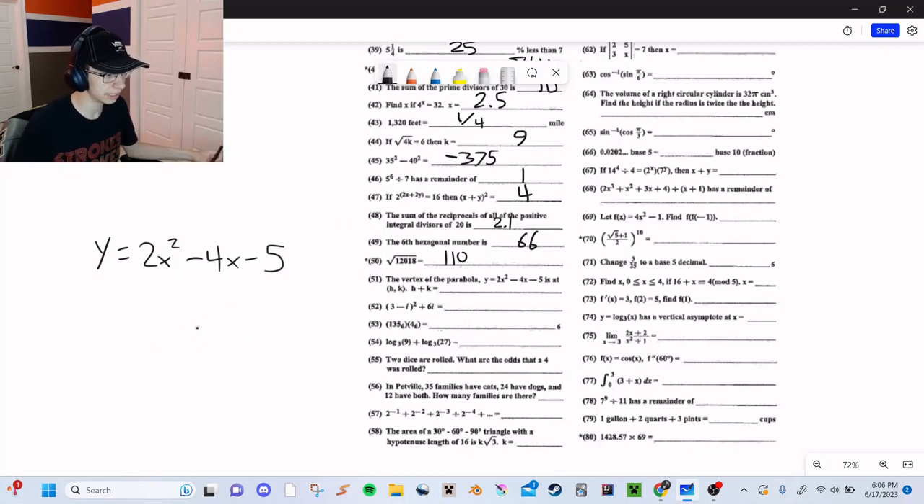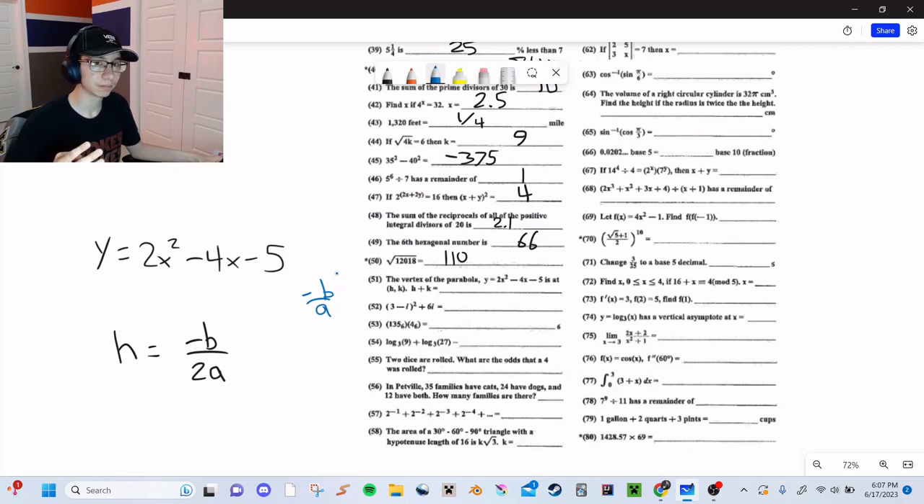The shortcut is to find h, it's equal to negative b over 2a. That's very similar to the sum of the roots, which, if you guys remember, that shortcut was negative b over a. It's like we're dividing it by 2. Why is that the case?